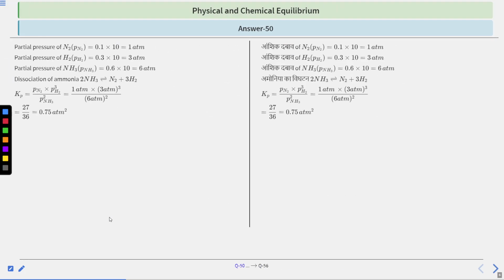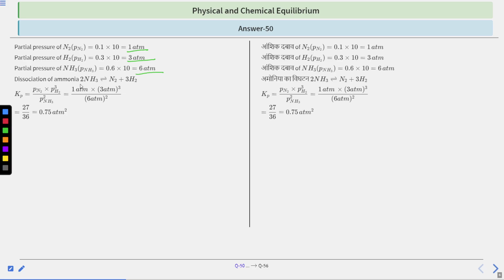Now what we will do, we calculate the partial pressure for N2, which is mole fraction multiplied by total pressure, and it is coming out as 1 atmosphere. Similarly, for partial pressure of H2, 3 atmosphere, and similarly for partial pressure of ammonia, which is 6 atmosphere.